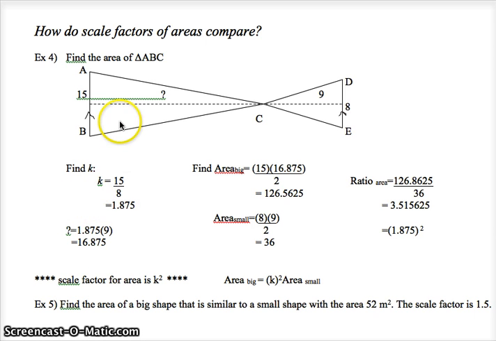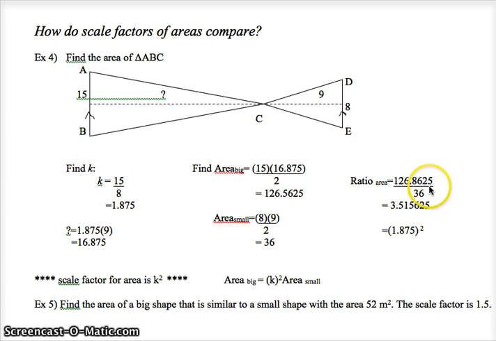All right, so doing our scale factors, big to small, 15 to 8 gives us a scale factor of 1.875. Don't round it, leave all your decimals. So if we want to find what our question mark, our height of our bigger triangle is, we take our scale factor times our small triangle's length, and we get 16.875. So the area of the big triangle will be base times height divided by 2, which gives us a value of 126.5625. And the area of our small triangle will be base times height divided by 2, which will give us 36.